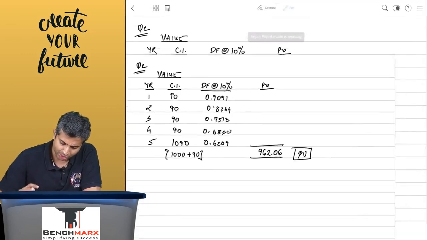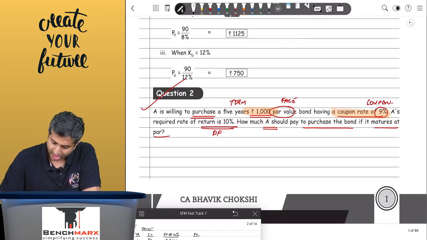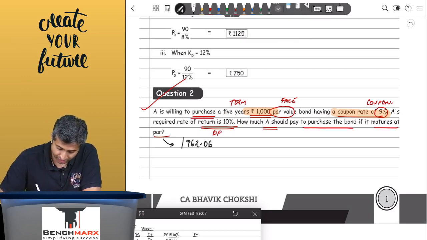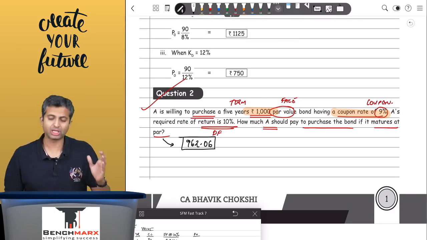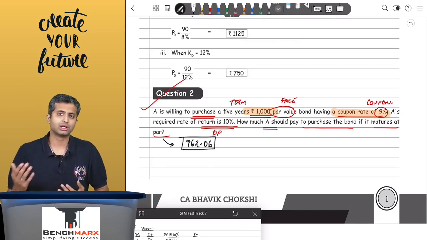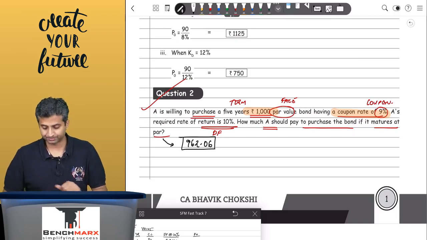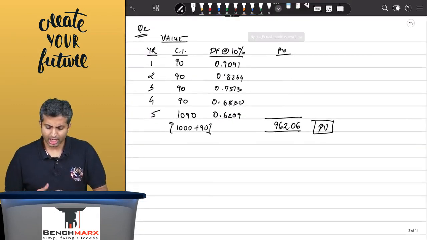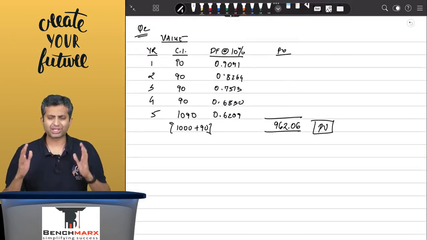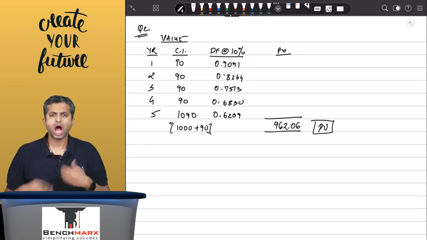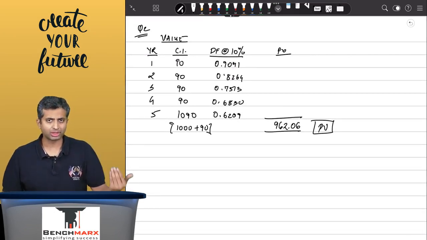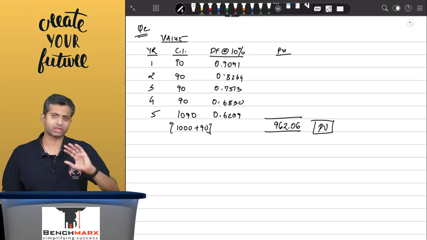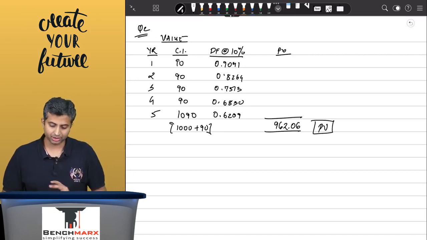The question asks how much A should be willing to pay to purchase a bond. We will say he should be, in today's terms, willing to pay 962.06 if he has to purchase the bond and ensure that he gets a 10% return. Okay, so this is the value of a bond. From an exam perspective, this is sufficient. However, we need to understand a few more things and a few shortcuts before we proceed further.